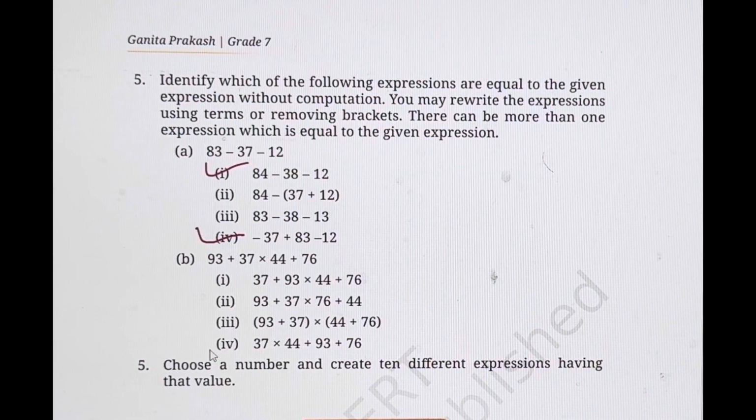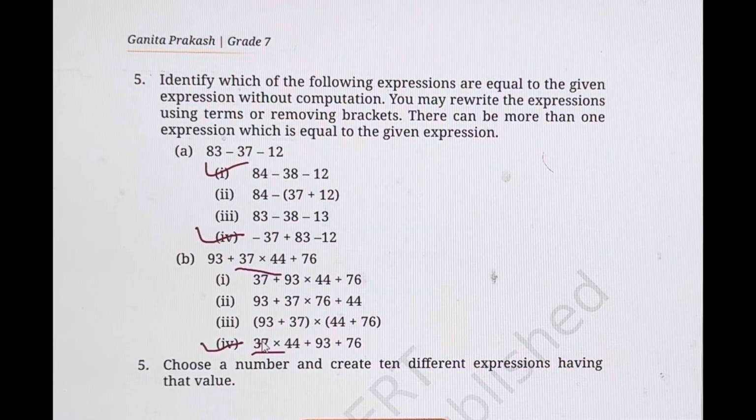So last one, let us see. 37 into 44 plus 93 into 76. So here if you see 37 into 44, this is same in both. And then 93 and 76 is added. So fourth is the correct option, right?